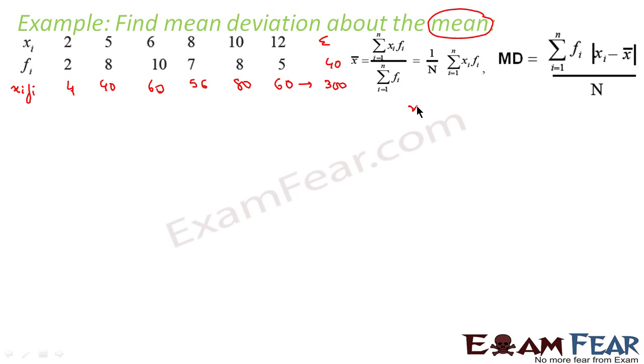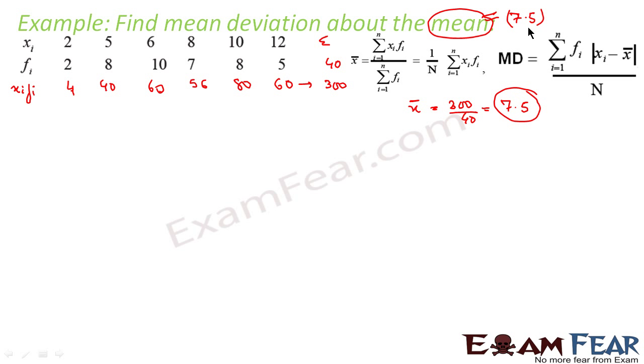Now we have to find x dash, that is the mean. Mean is nothing but sigma fi xi divided by sigma fi. Sigma fi xi is 300, the addition of all these values we found. Sigma fi is 40, where i is 1 to n, I am adding all the values. So this becomes 300 by 40, that is 7.5. So the first target is achieved. We have got the mean, 7.5.